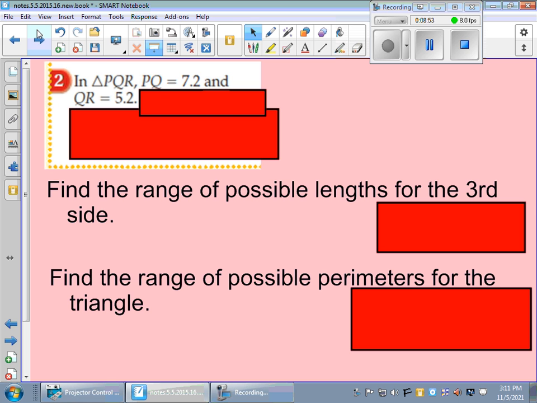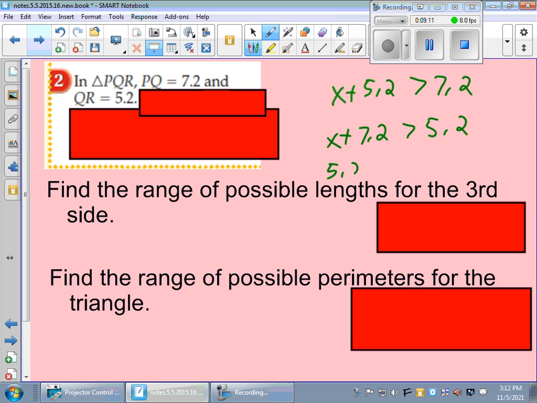So here, same idea. Find the possible lengths for the third side and then find the range. So again, I'm going to go X plus 5.2 has to be greater than 7.2. X plus 7.2 has to be greater than 5.2. And then 5.2 plus 7.2 has to be greater than X. When we do that math, we find that X is greater than 2. This one gives us the negative. And then this right here, we get 12.4 has to be greater than X.